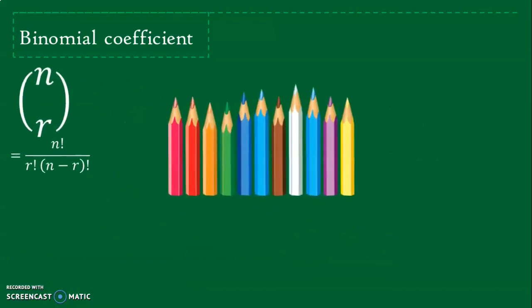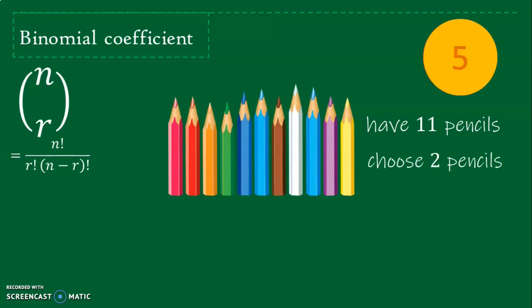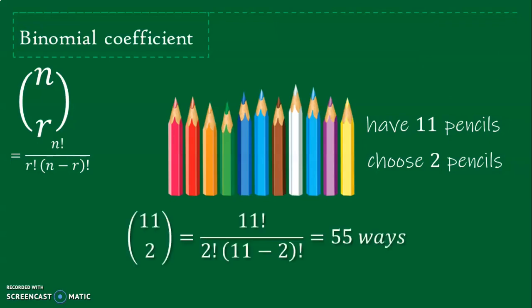So let's look at some examples. Now we have 11 pencils and we want to choose 2 pencils from these 11 pencils. In how many ways can the pencils be chosen? We can use the formula to calculate it. Then we will have 55 ways to choose 2 pencils from these 11 pencils.